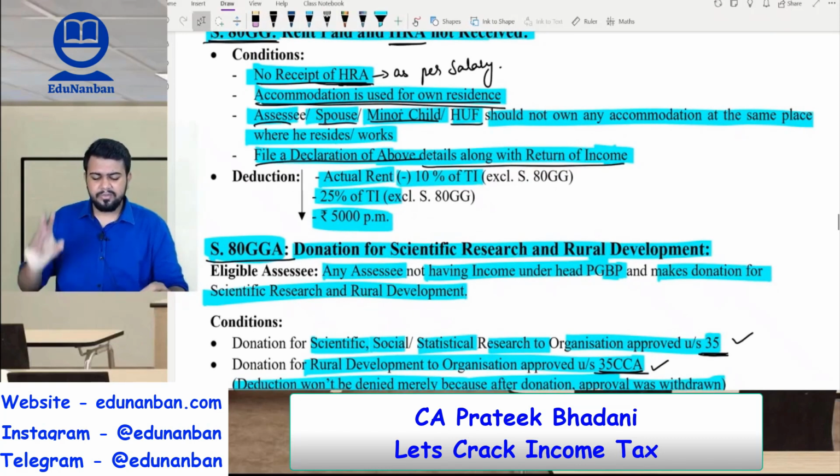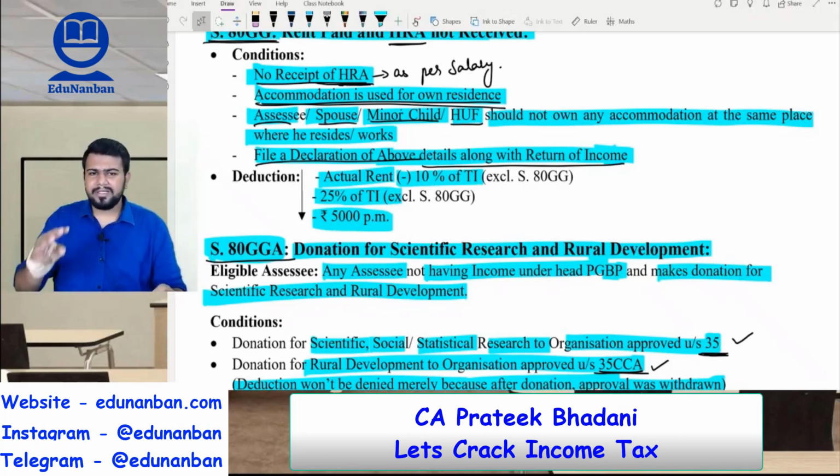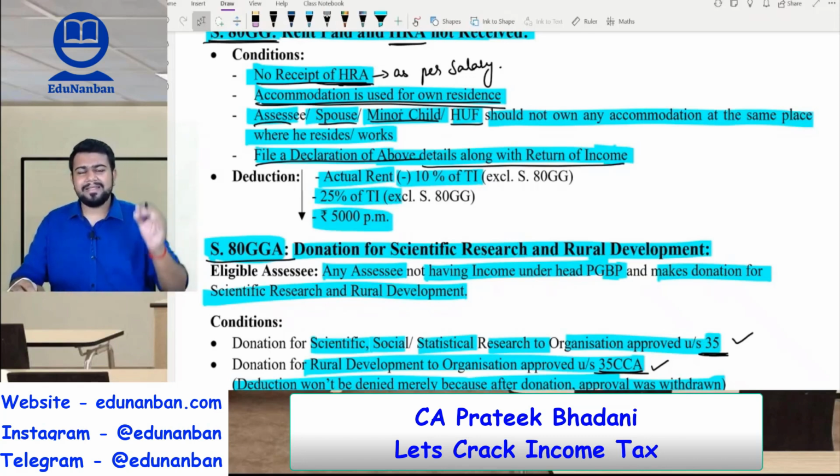So first condition is what? The accommodation should be used for residence. Second condition, assessee, spouse, minor children or HUF should not own any other accommodation in the same area. Third condition, you should fill in the details along with the return of income. If all the three conditions are satisfied, then the rent paid will be allowed as deduction.